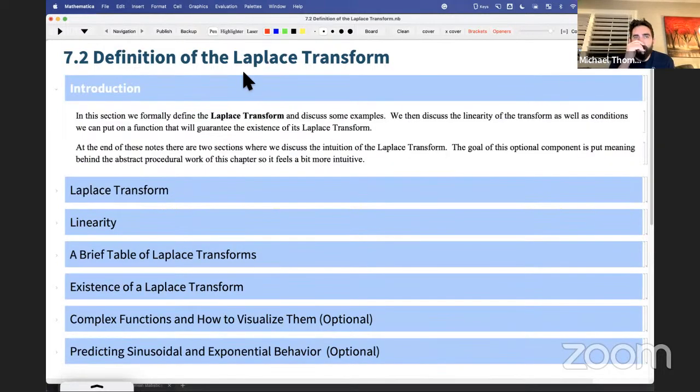All right, so 7.2. So the definition. In this section, we're going to discuss the definition. We're also going to discuss the linearity of the transform. And then we're going to see what conditions are necessary to ensure that a function has a Laplace transform. Not every function has a Laplace transform. And at the very end of this section, which I'll make a separate video for if you're welcome to stick around, we'll just kind of see if we can build some intuition on it.